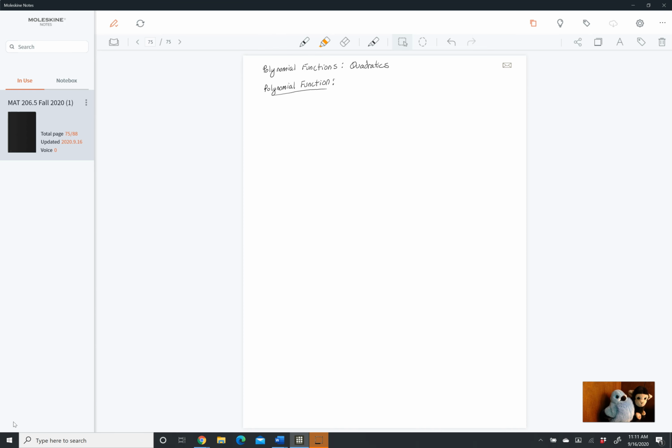A polynomial function is written in the following form. We still use f of x. It's a function. a sub n x to the n power plus a sub n minus 1, and then x to the n minus 1 power. And this just continues until we get to a sub 2 x squared, then a sub 1 x, which is x to the first, and then finally plus a sub 0, x to the 0.